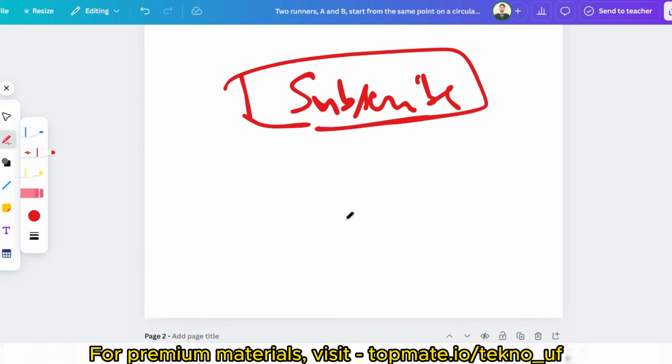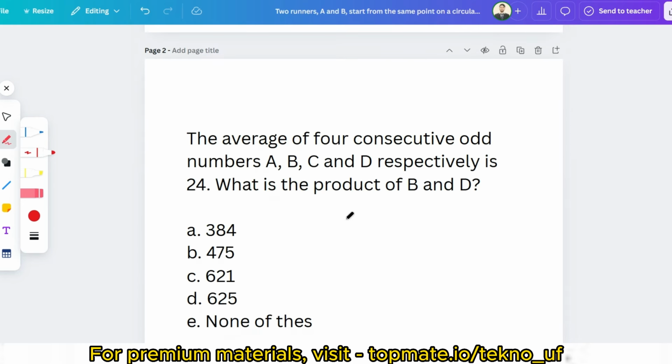Okay, so the first question is this: the average of four consecutive odd numbers A, B, C, and D respectively is 24. What is the product of B and D?